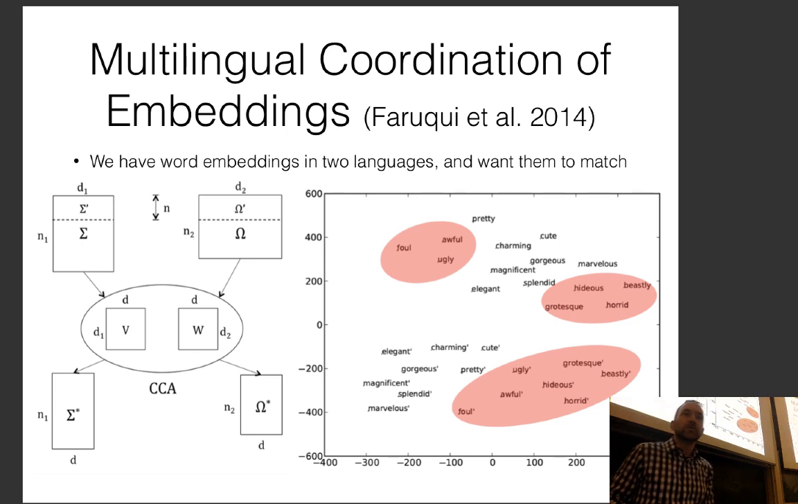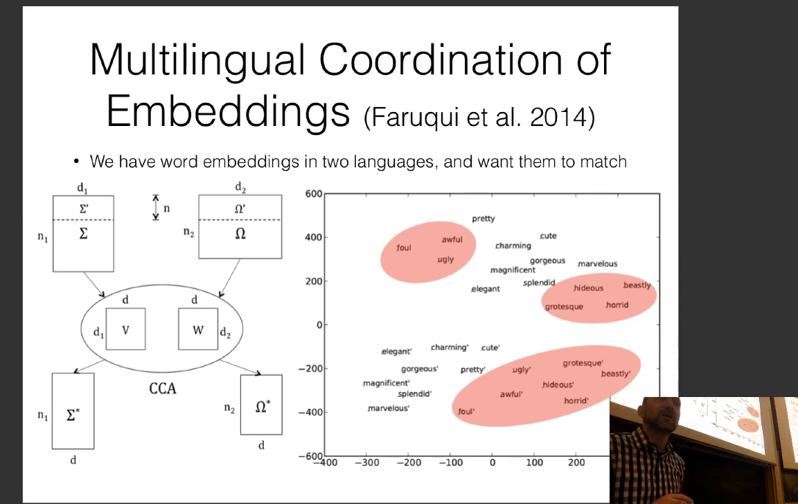Practically, which one do people use? People tend to use the former, the one where you pre-train the embeddings monolingually and then coordinate them post hoc. The reason, I think, is because training embeddings in general is expensive. You want to do it on lots of data, and if you had to redo this every time you wanted to train bilingual embeddings, it would be harder.